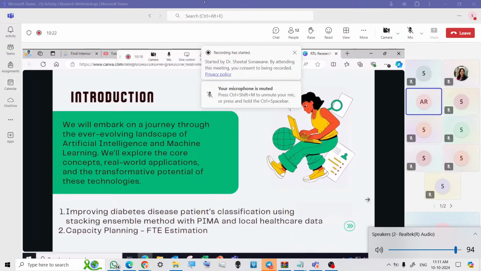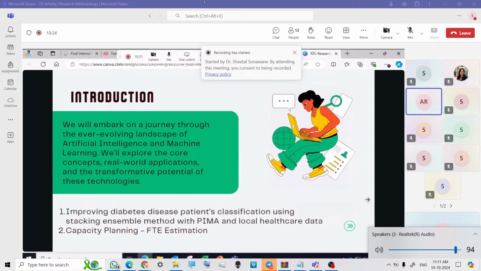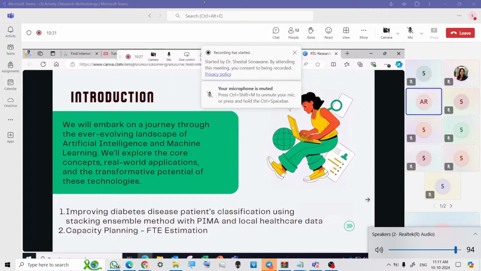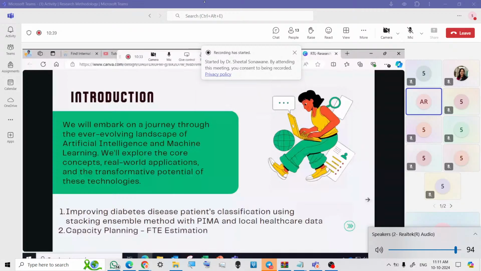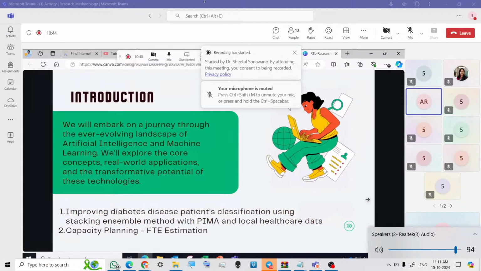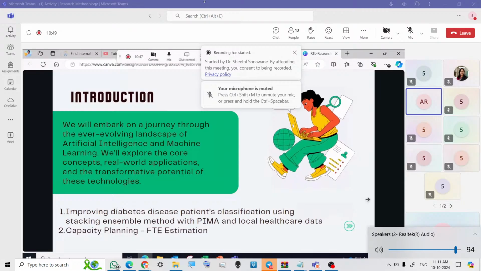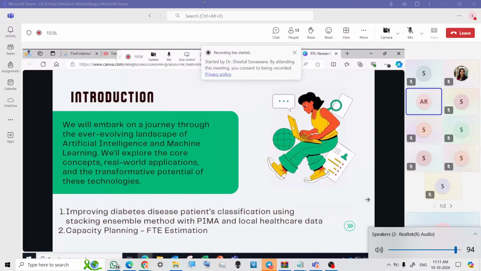First of all, we would be having improving the diabetes disease early prediction by using an ensemble method like stacking, and that too with different kinds of data. Suppose that there is one application or solution which we are providing to my company itself, where we are doing the capacity planning for different sorts of financial operation teams, and we are calculating the full time employees with respect to the workload which we are having over there.